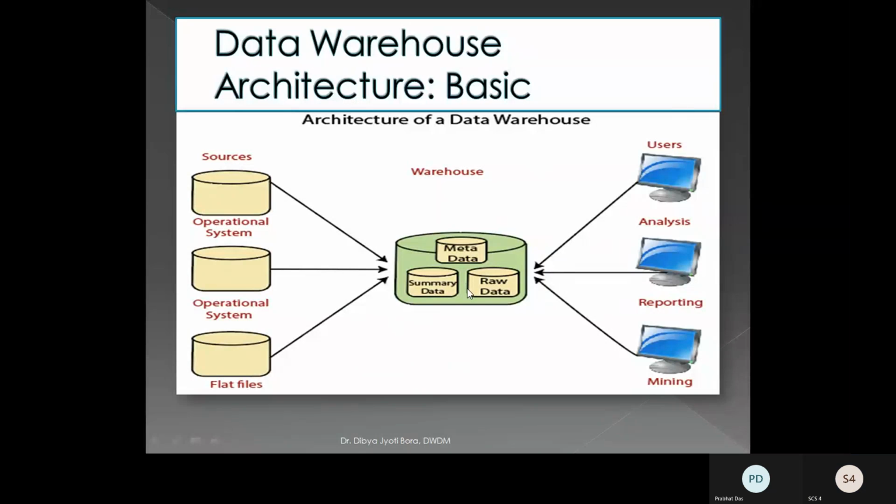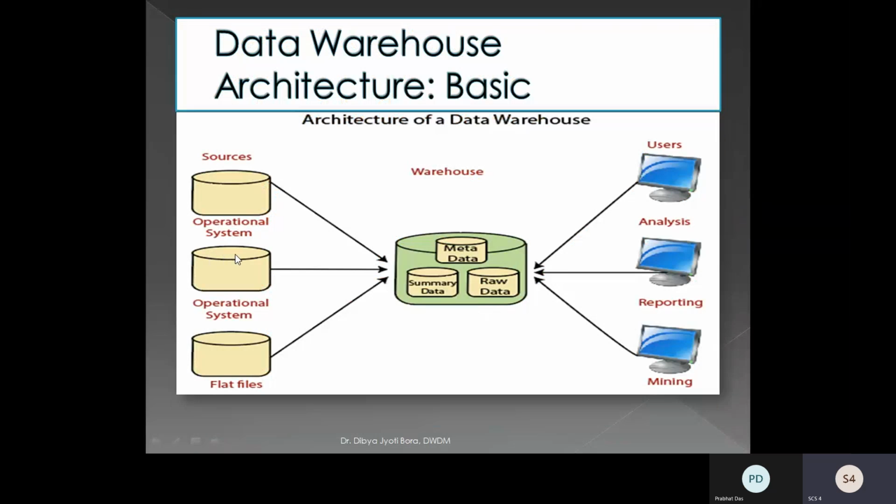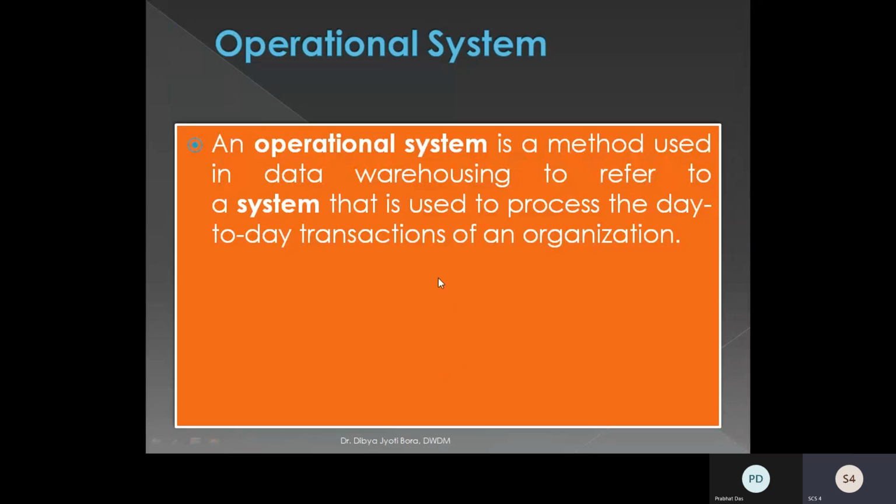Okay. Then, as I have mentioned here, a few terms like operational system, flat files, these things I think we discussed. So operational system is a term used in data warehousing to refer to a system that is used to process the day-to-day transactions of an organization. Whatever the day-to-day transactions are going on, we will use this operational system to refer to them.